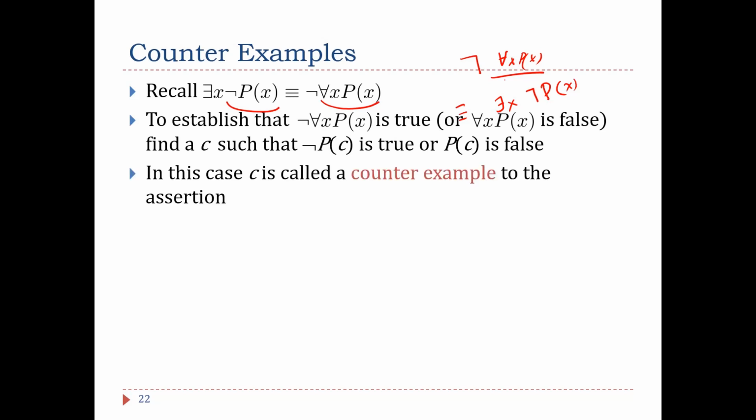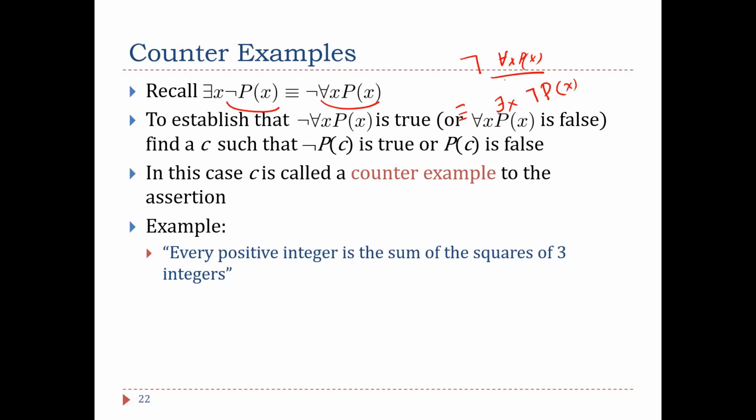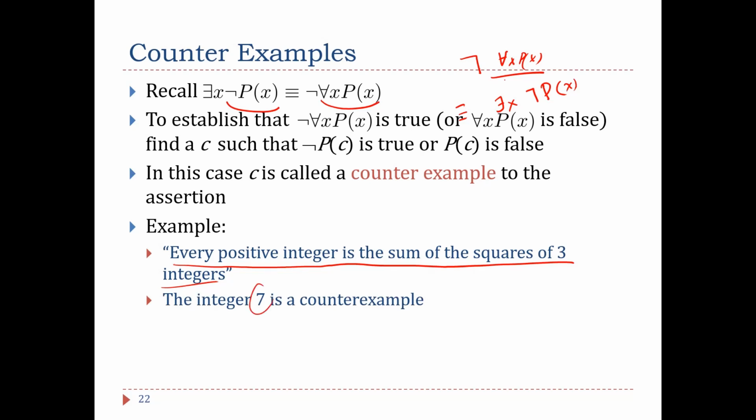Example: if we want to refute the fact that every positive integer is the sum of the squares of three integers, then we can try to show this with the number 7, for example. Of course, you could prove it with plenty of other numbers, but maybe this is one of the first or smallest numbers with which you can give a counterexample. So clearly, 7 cannot be written as the sum of squares of three integers.